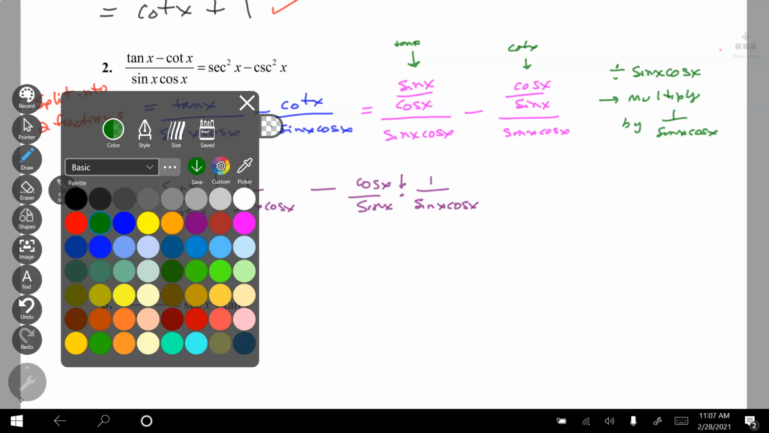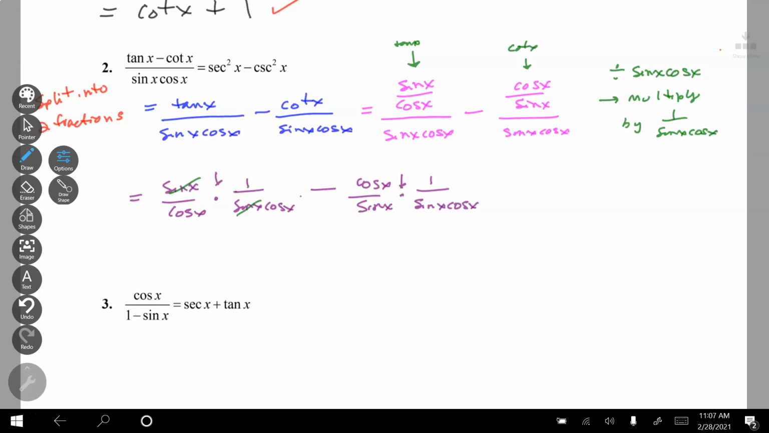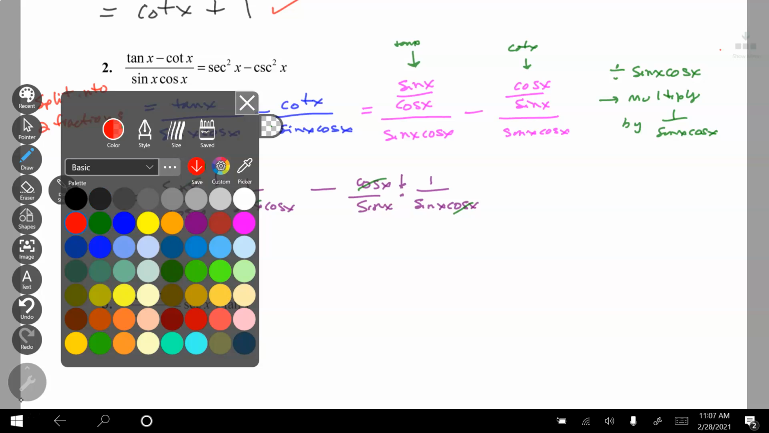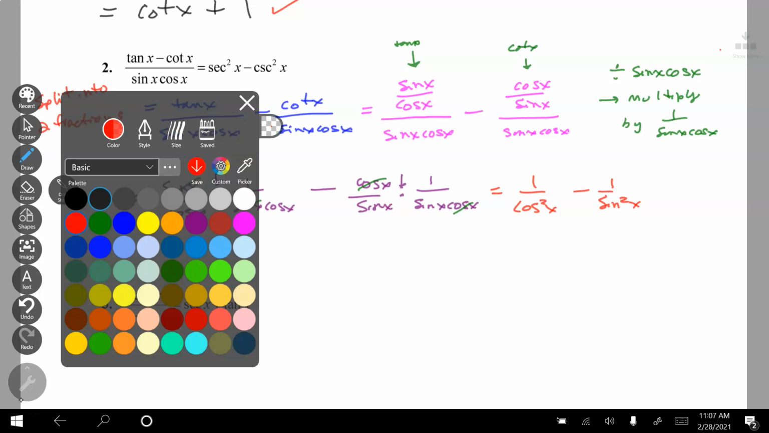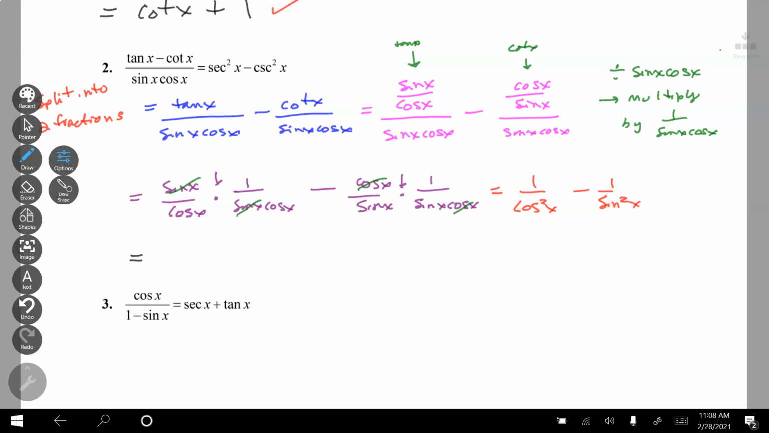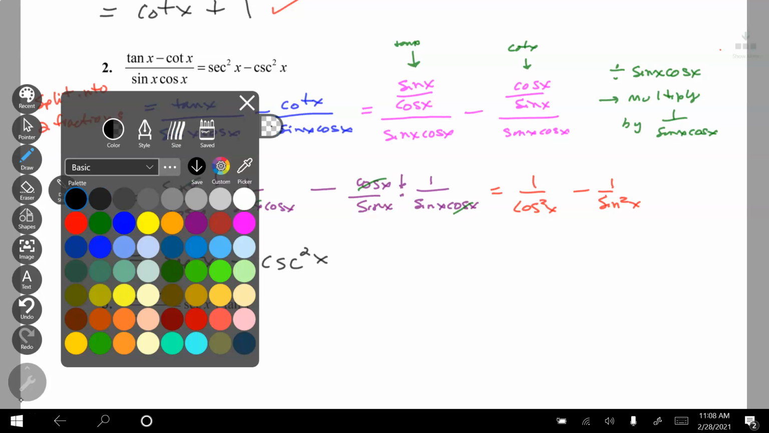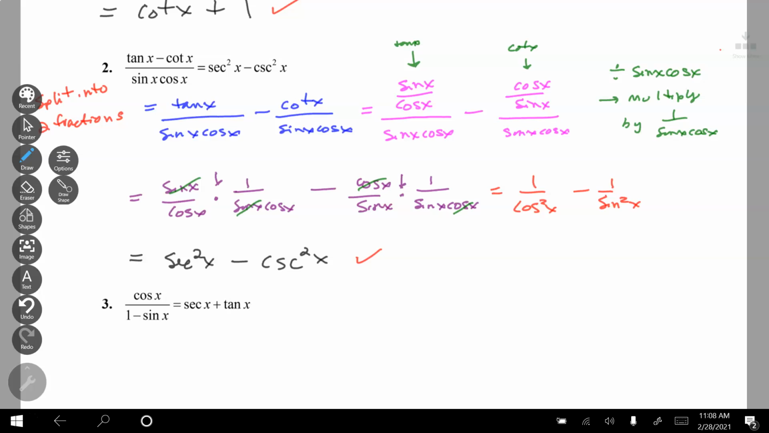If I've done this correctly, I see sines cancel, and this one cosine cancels. And now when I rewrite it, I get 1 over cosine squared of x minus 1 over sine squared of x. And I think we know that 1 over cosine is secant, so this is secant squared of x minus 1 over sine is cosecant squared of x, and I get what I wanted.